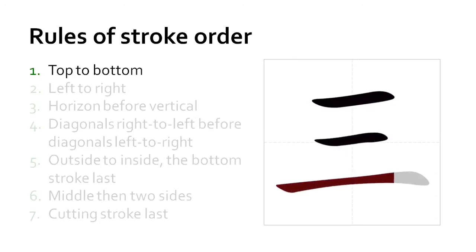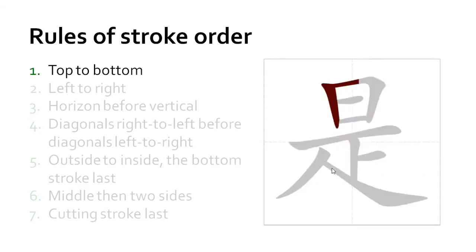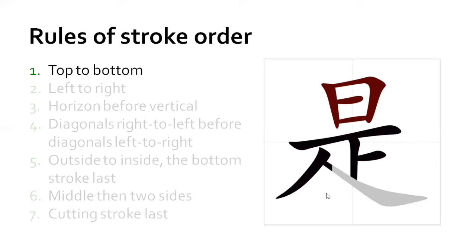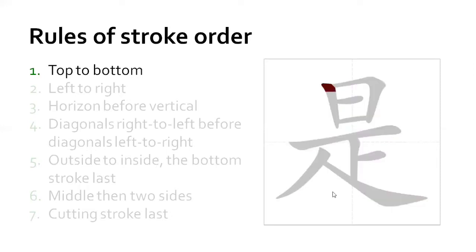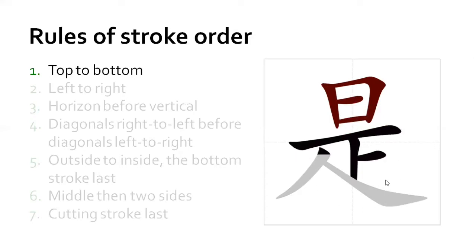Rules of stroke order. There are 7 rules of stroke order. First one, write from top to bottom, and each stroke starts from left to right, just like this character. If you divide these characters into two parts, it goes from the upper part to the lower part.